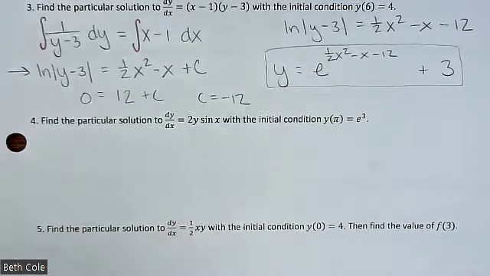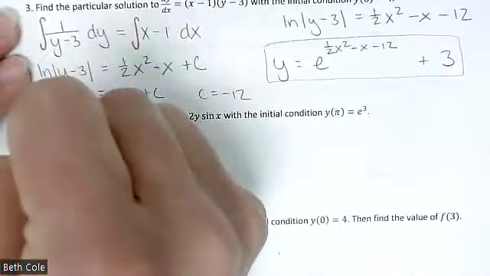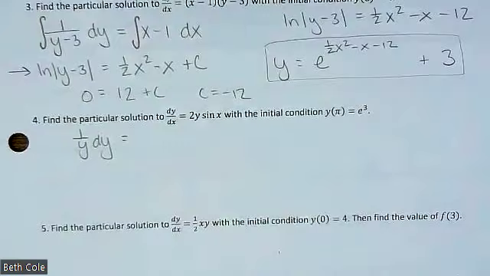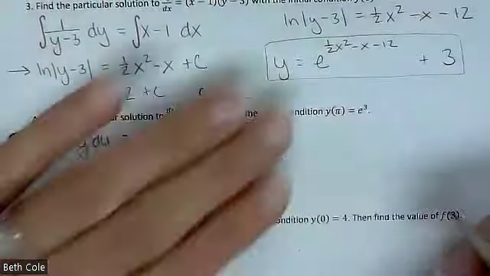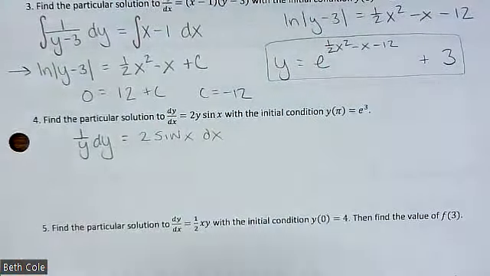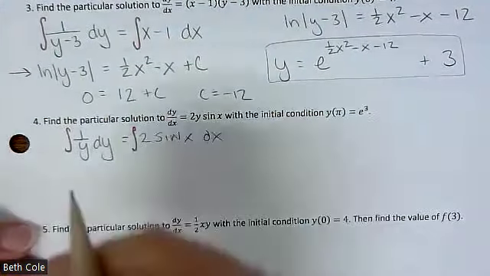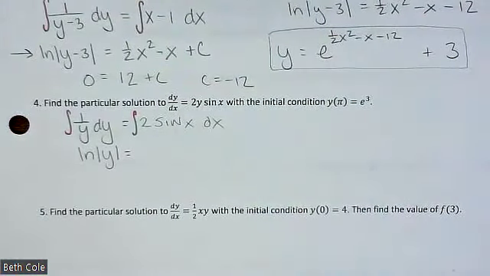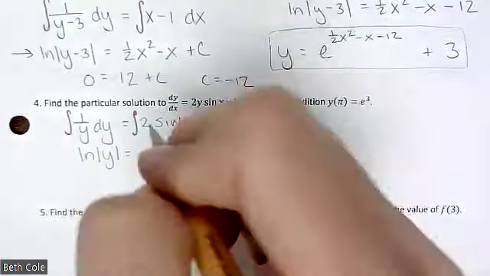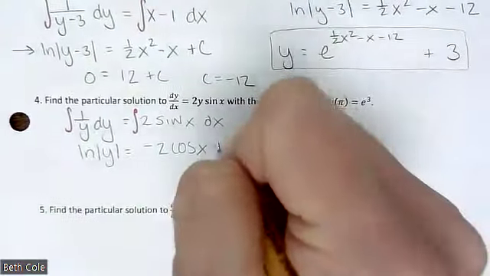How would you separate this? How are you going to move over the y? Divide by y. Oh, good. So it's 1 over y dy equals, and then what's still on the other side? 2 sine x dx. All right, antiderivative. The left side is going to be ln y. What do you think about the right side? Good. Negative 2 cosine x plus c.